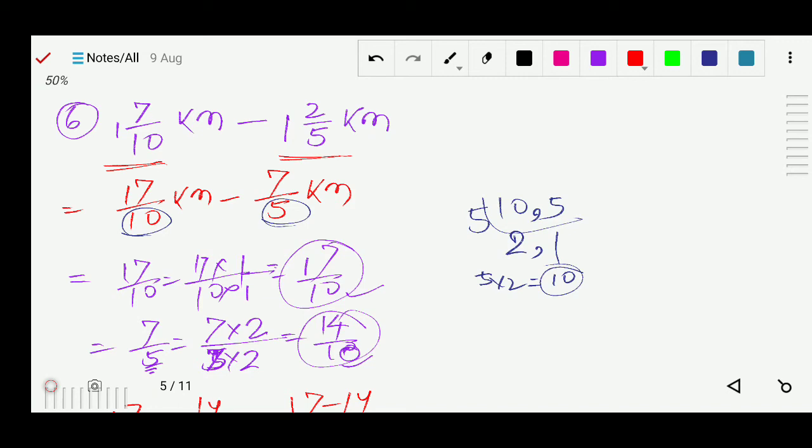Okay. This is the same as the subtraction we did earlier. We have to make the denominator equal. First take the LCM and solve. So likewise you can do it. Okay.